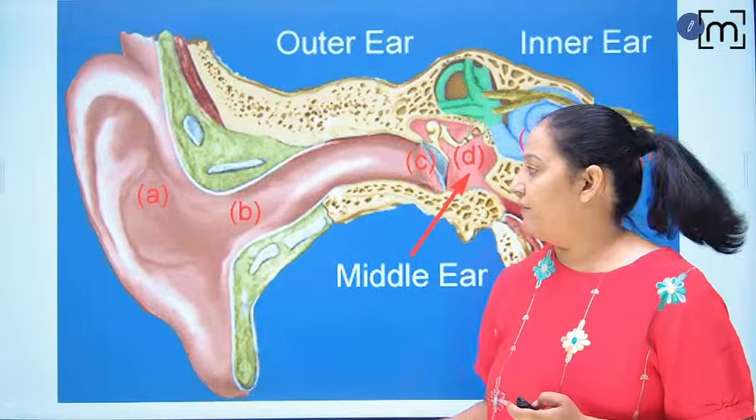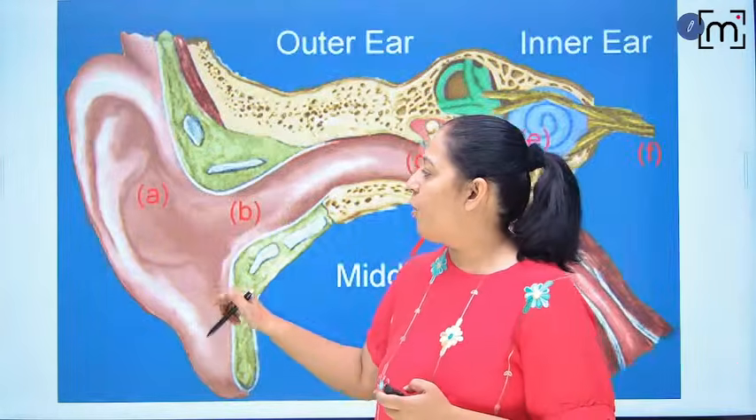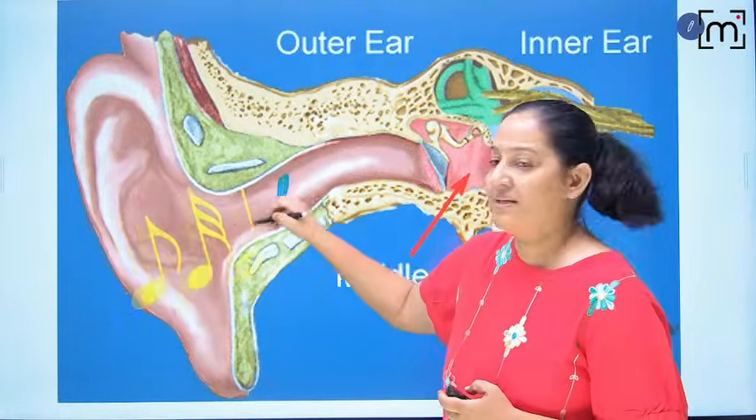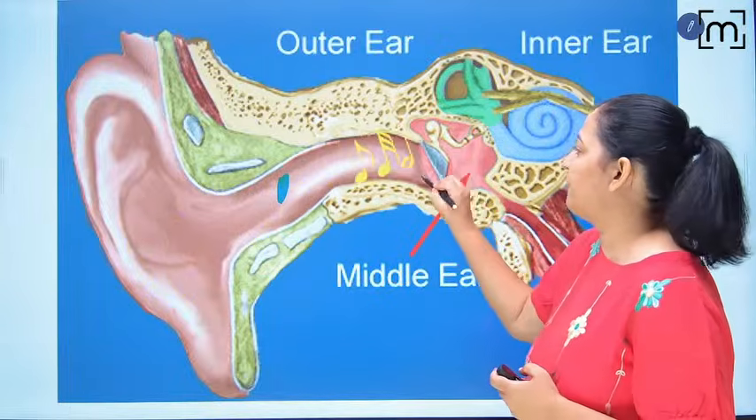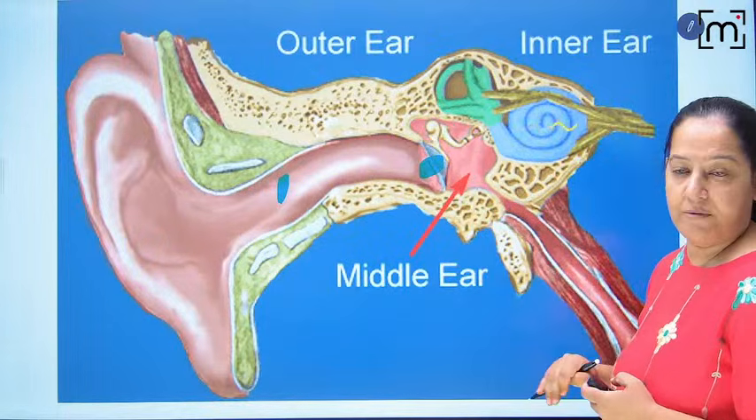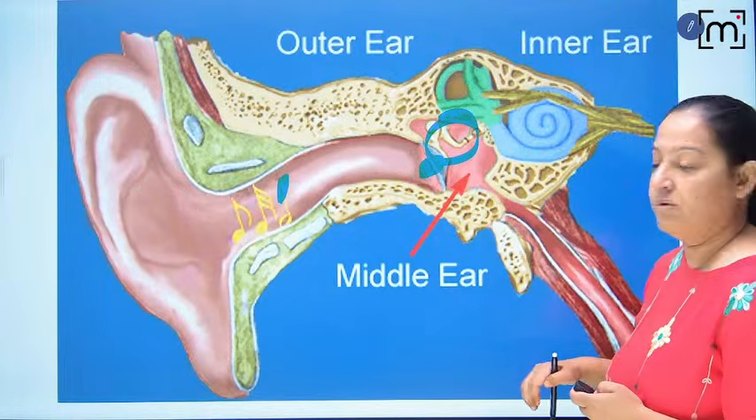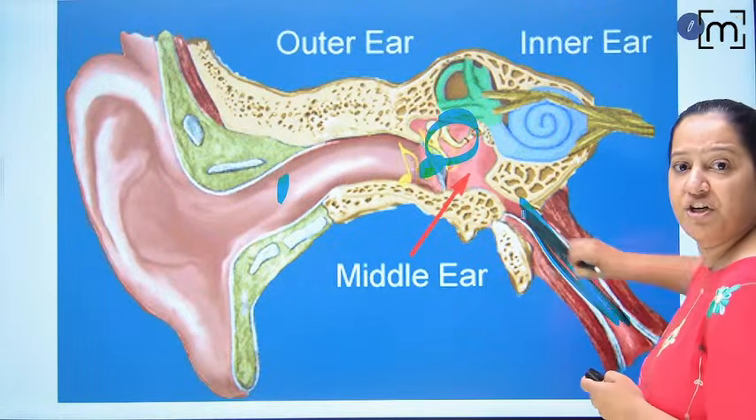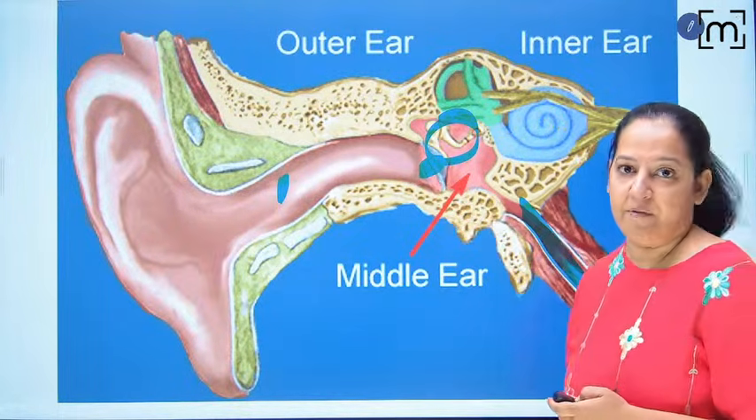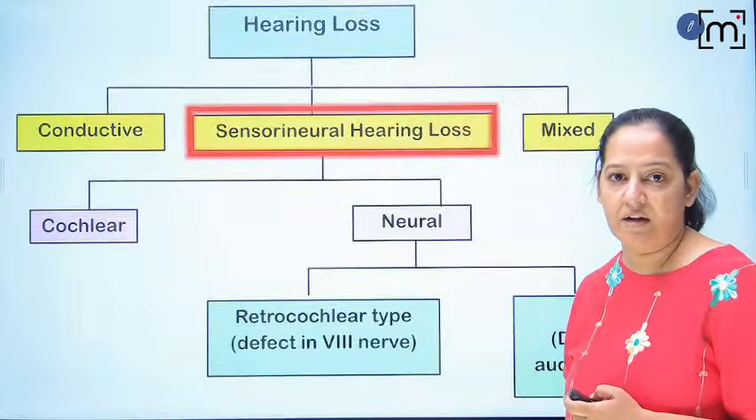So after conductive, you can see it here. If there is obstruction over here, sound waves will not be transmitted. If there is perforation over here, sound waves will not be transmitted. If there is disruption over here, the ossicles will not vibrate. Or there is obstruction in the eustachian tube, which again can lead to tympanic membrane perforation. These are the causes of conductive hearing loss.